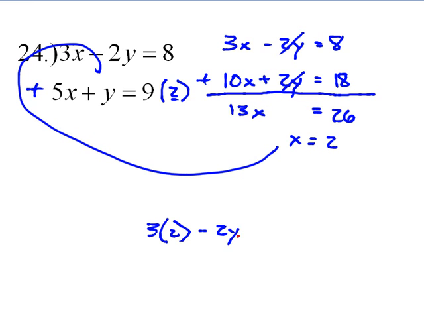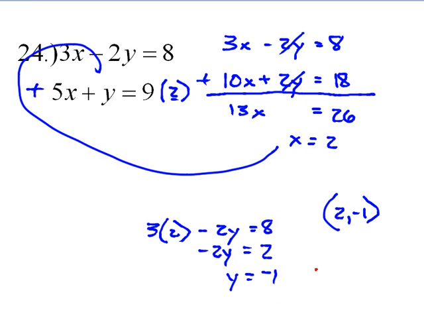Minus 2y equals 8. And what do we have here? We'll keep the 2y and we'll take the 6 to the other side. We'll end up with 2y equals negative 2, and y equals negative 1. So our answer is 2, negative 1. I know you like that method. Okay.